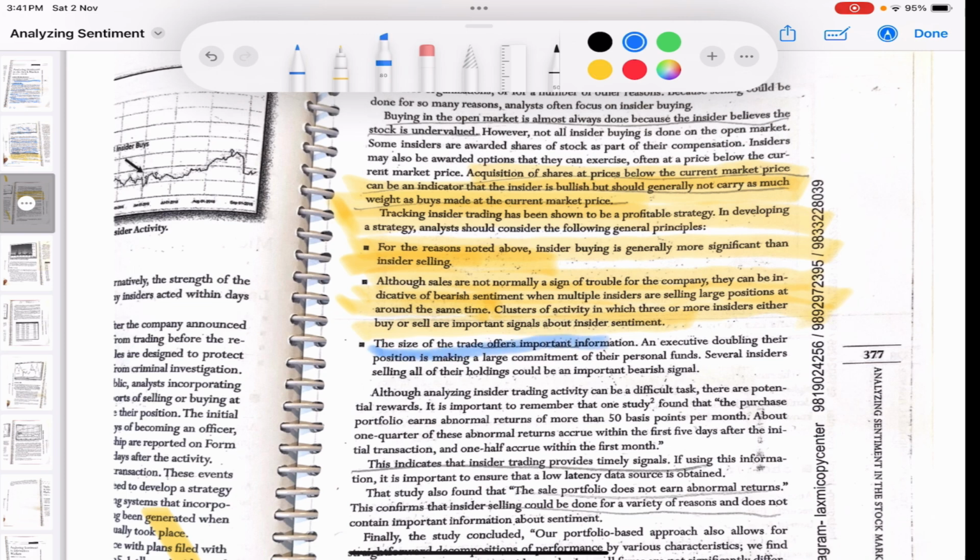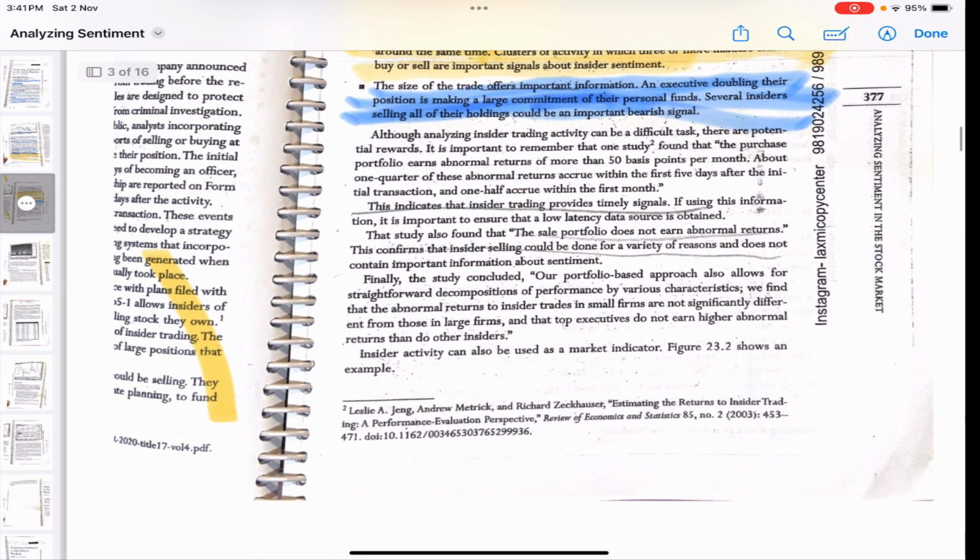The size of the trade offers important information. An executive doubling their position is making a large commitment of their personal funds. So, obviously, if you see that these big insiders are buying something in bulk and many of them together are buying at the same price and during the same time, then you know that all of these insiders are very bullish, which indicates that there is some sort of bullish sentiment in the market. But if a lot of insiders are liquidating and selling off their positions, that shows that they are comfortable selling a big portion of their profits, a big portion of their equity, right? So, which means that bearish sentiment might now come and take place.